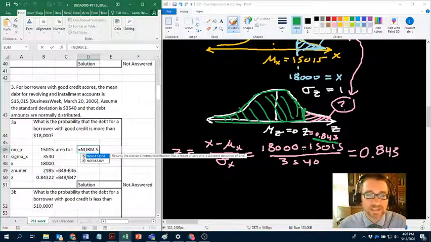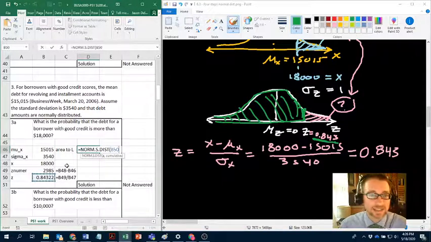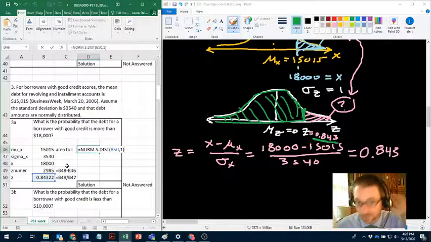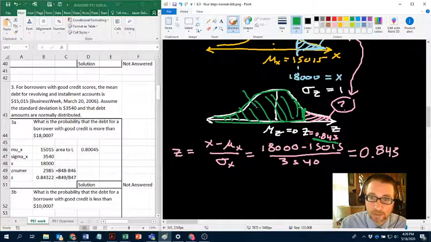Oh, I did it wrong. It's not norm.s.inv. It's norm.s.dist. What am I saying? The area to the left is norm.s.dist. Apologies. Norm.s.dist. There we are. And we need it to be cumulative because we don't want the height of the curve. We want the area to the left. So norm.s.dist, put in our z-value, put 1 for cumulative to give it the area under the curve. And that's correct. 0.80045. I knew it was wrong immediately because it was larger than 1. It can't be larger than 1 because it's a probability. It has to be greater than 0.5 but less than 1.